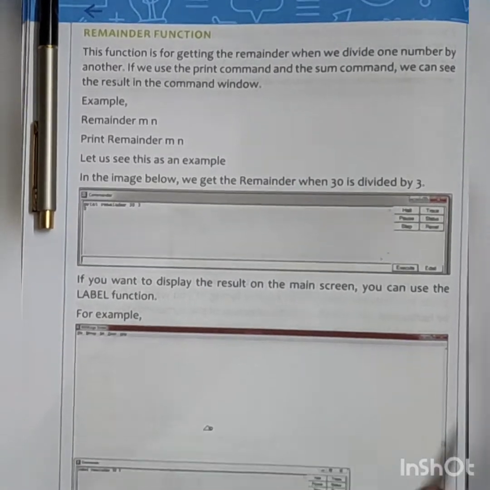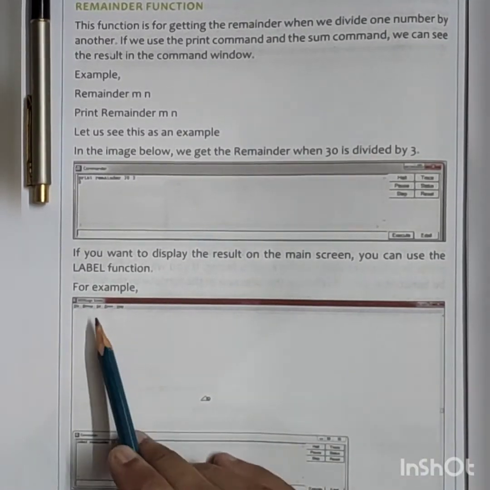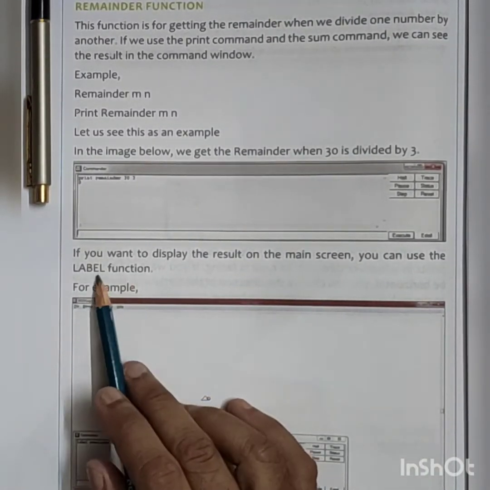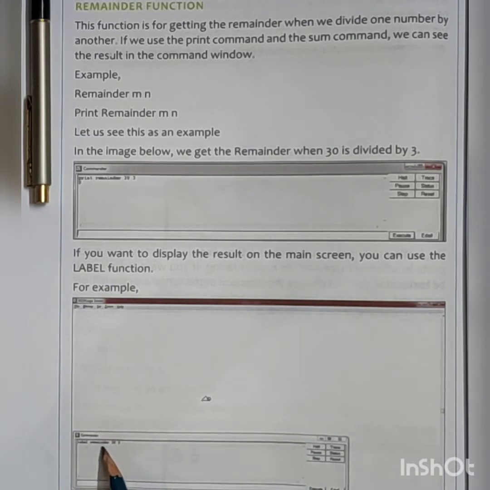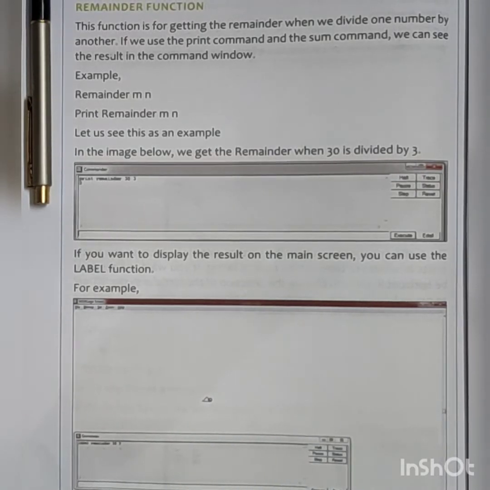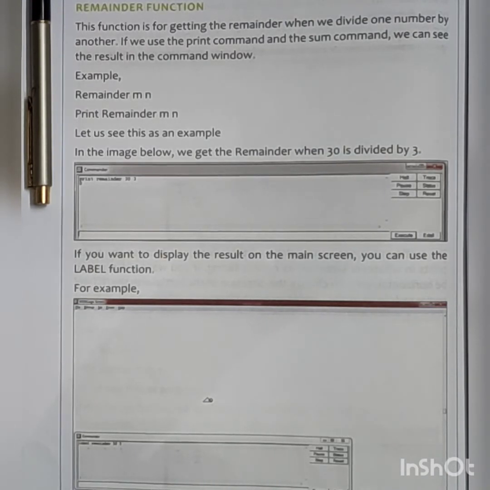And if we want to display the result on the main screen, we use the label function. What will we write? Label remainder 30 3. It will display 0 on the main screen. So these are the functions we need to work with Logo. Now some functions we can also use together by mixing. I'll just tell you some examples.